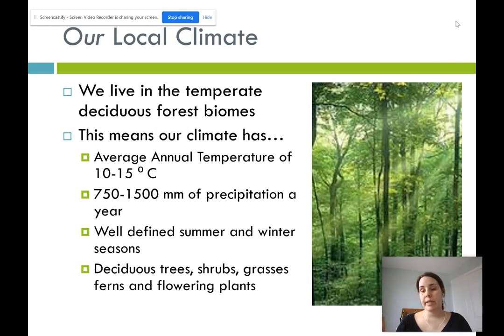Now, in the GTA in Canada, we have a few expectations of our climate. So we live in the temperate deciduous forest biome here where we are in the GTA. So you may remember learning about those biomes back in grade 9. We have an average annual temperature between 10 and 15 degrees Celsius. We expect somewhere between 750 and 1500 millimeters of precipitation a year. We have very well defined seasons. We know our expectation of climate in the summer is a lot different than our expectation of climate in the winter. Not everywhere in the world has such defined seasons. And common plants that we see based on our climate would be things like deciduous trees, shrubs, grasses, ferns, and flowering plants.